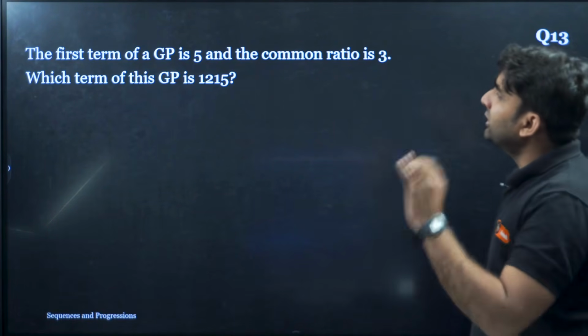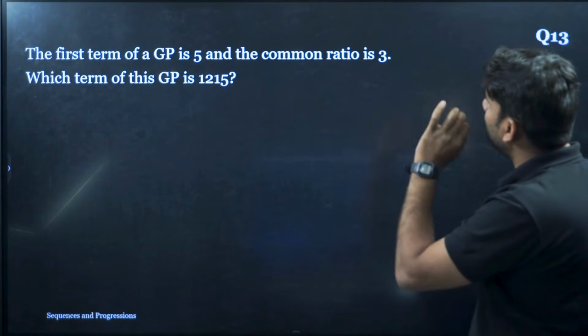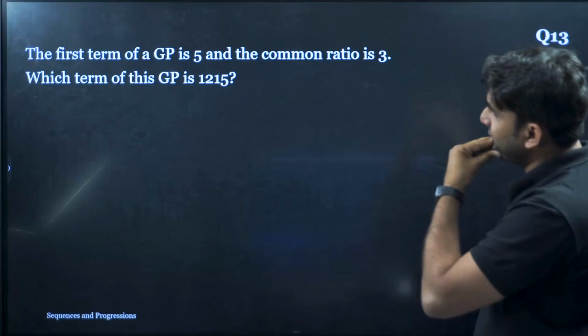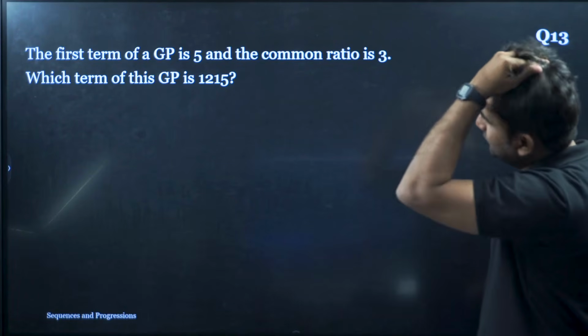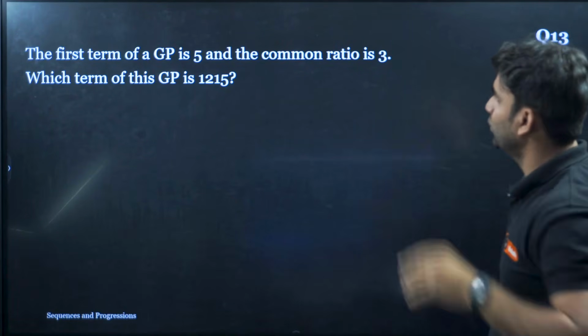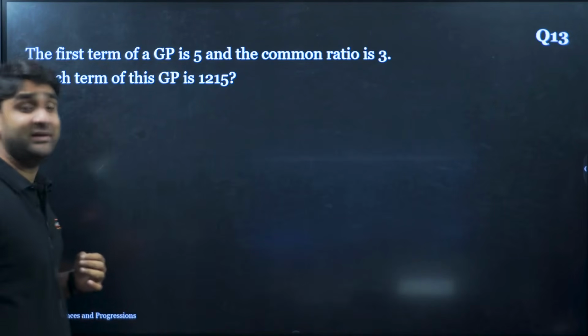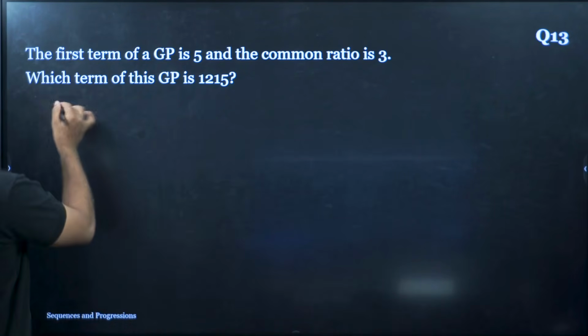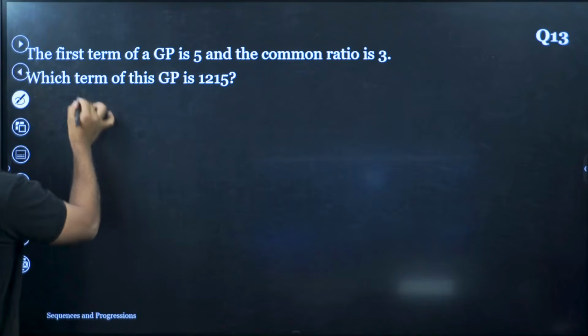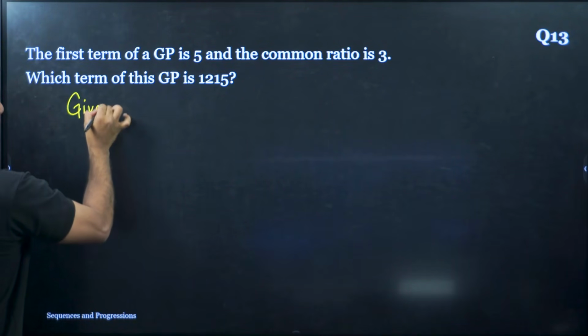The first term of a GP is 5 and the common ratio is 3. Which term of this GP is 1215? Okay. Easy question. Very very easy. So please write down all the given informations first. So let's find out the given informations.